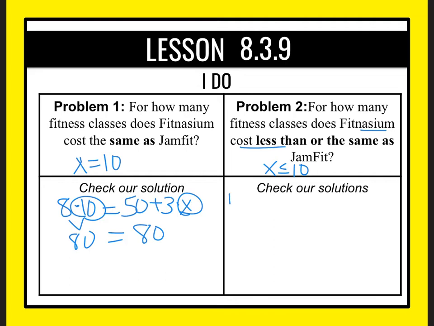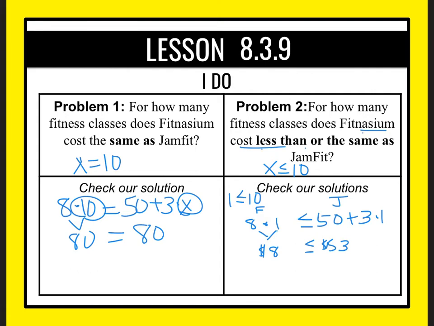If I take 1 class, well, 1 class is less than or equal to 10. Let's see how that looks when I substitute my value. 8 times 1, this is Fitnasium. And here's JAMFit, and this is 50 plus 3 times 1. So 8 times 1 is $8, and 50 plus 3 is $53. So with 1 class, is it cheaper at Fitnasium? Yes, I'm going to say yes.